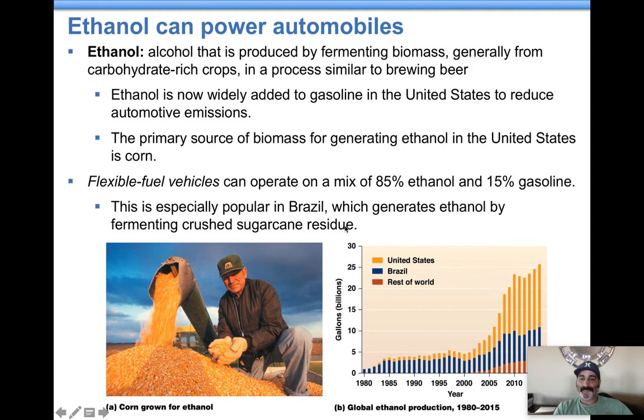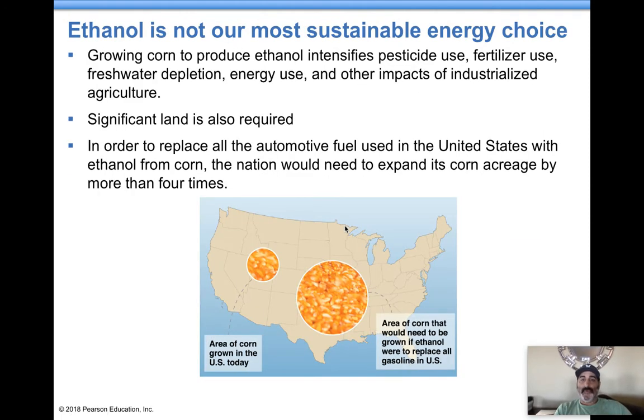So here's the problem in the U.S. This is showing you a picture of the U.S., and this is the area of corn grown in the U.S. currently. We grow a good amount of corn in the U.S. That's a lot of space if you think about it, because we're growing other things here also. And we have ranches, we have animals, we have a lot of things we're doing in the agricultural industry.